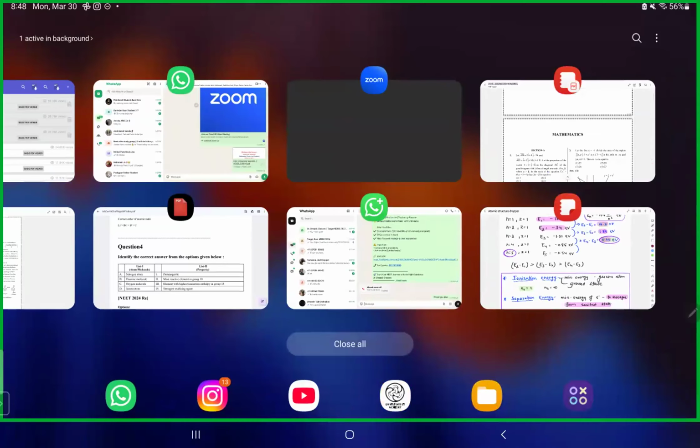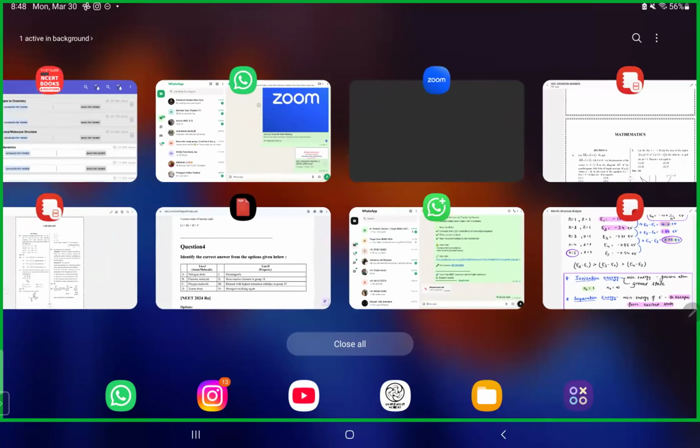Where is our PDF? Where is our PDF, guys?